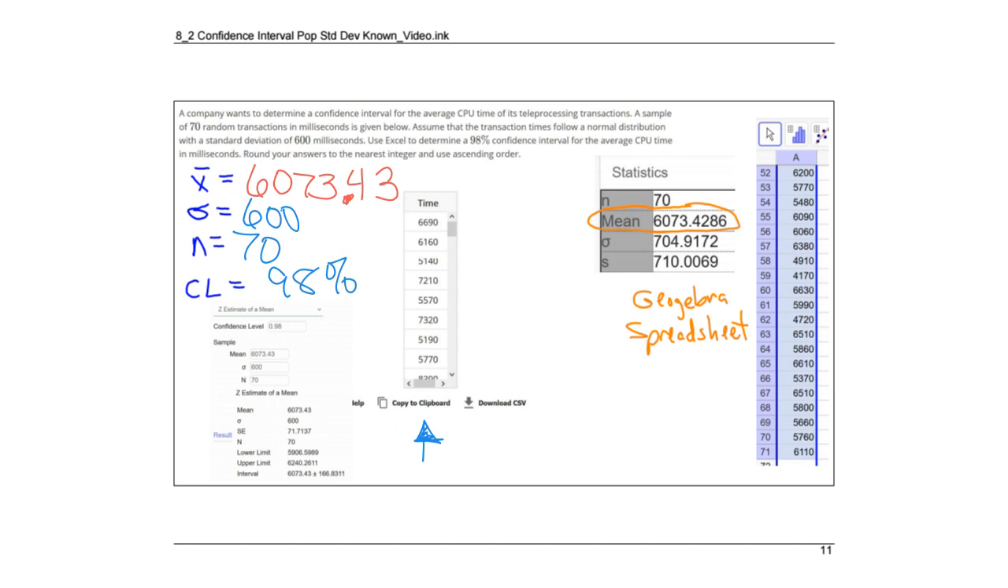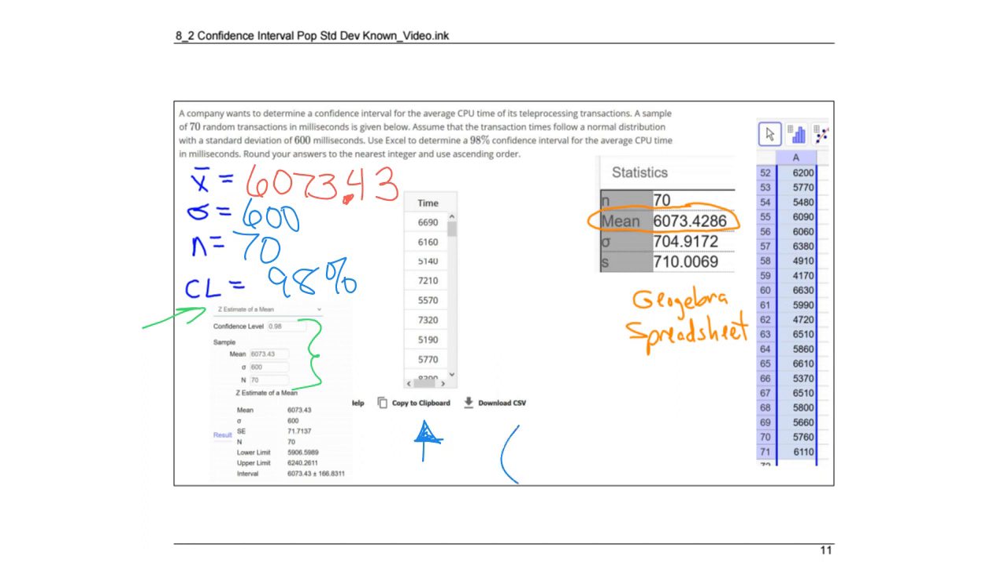So then we just go into GeoGebra, we change to Z estimate of a mean, put in everything we know, and out pops the data. But be careful. The other reason I wanted to show you this is see how it says round your answers to the nearest integer. So we don't want any decimals in our confidence interval.